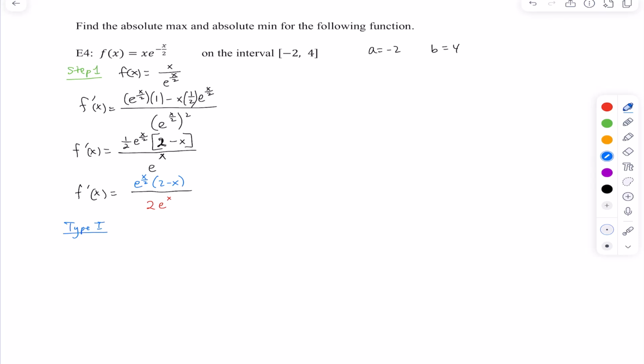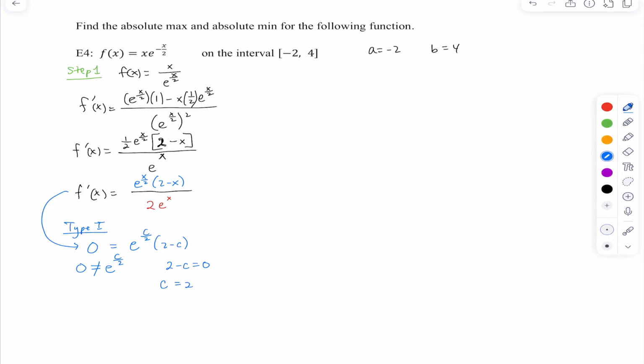Type 1 critical numbers occur when the first derivative is equal to 0. So you simply set the first derivative to be 0, and then solve for the letter c. Remember, for this, the exponential function can never actually equal 0, so we're left with just solving this. So the type 1 critical number is c equals 2.